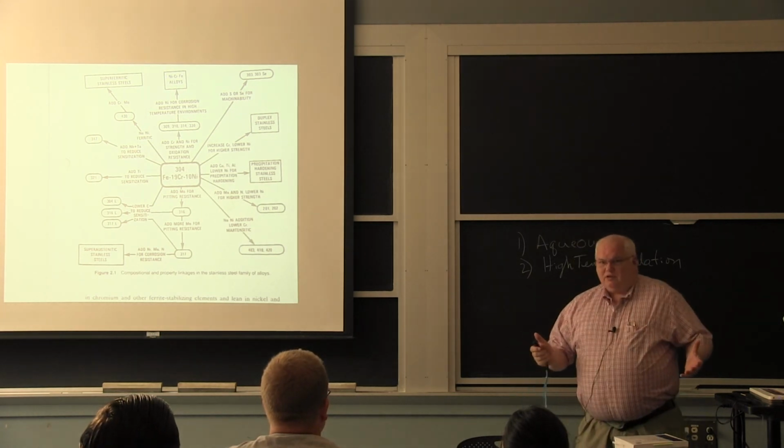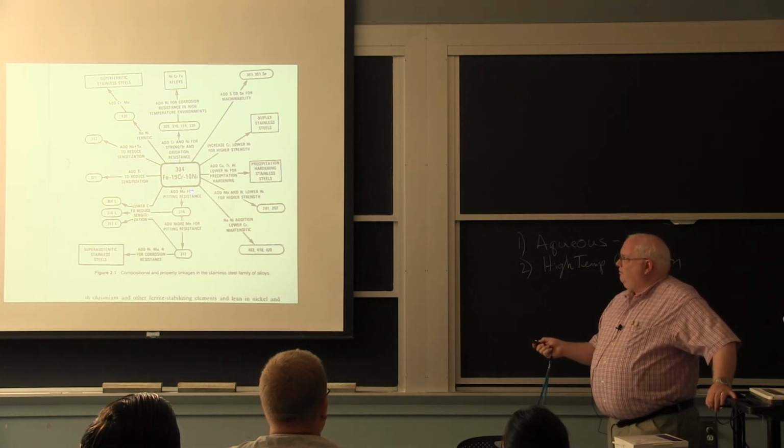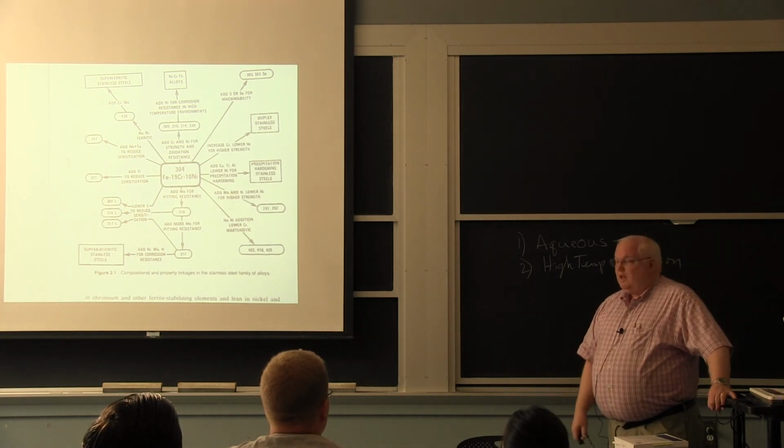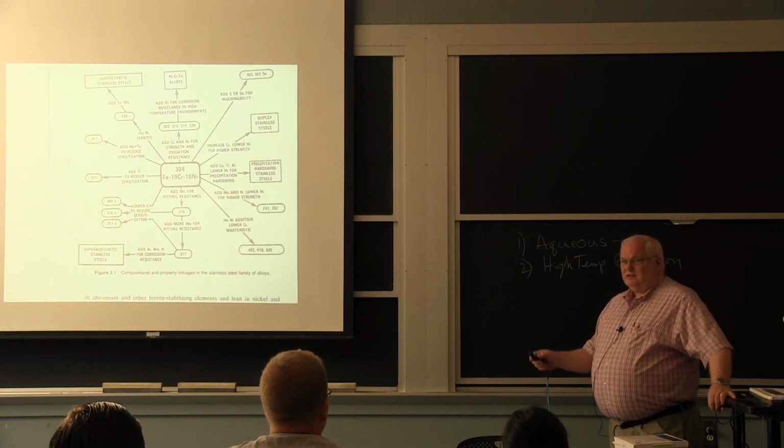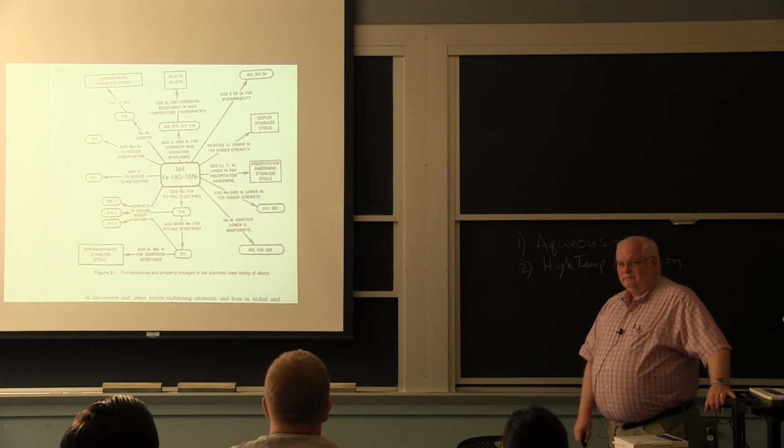They're nickel-based alloys, but they all grew out of this 304. But now you're talking about alloys that can cost $30,000 to $100,000 a ton. Okay, not cheap.